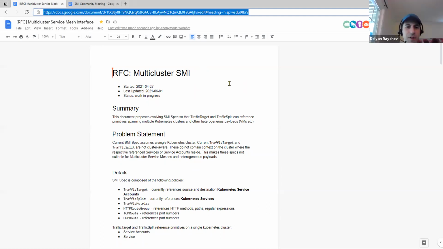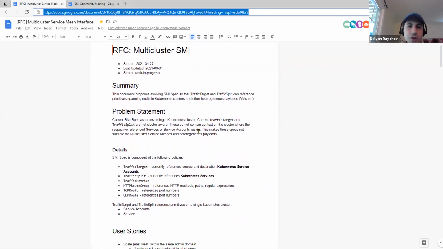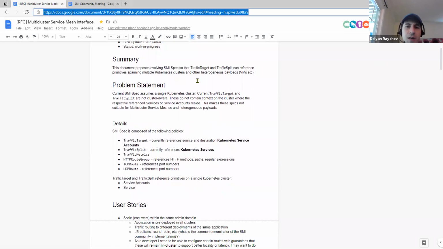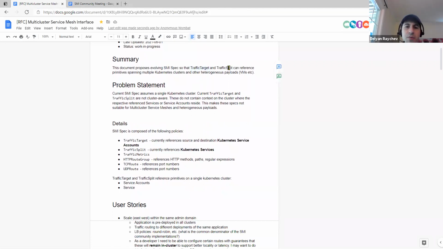So, summary, what we're trying to do here with this doc. We recognize that the current version of the SMI spec has a few CRDs, a few primitives, that can only reference either services or service accounts in only one Kubernetes cluster. Well, we would like to change that. So we want to tweak that. This is what this problem statement states.